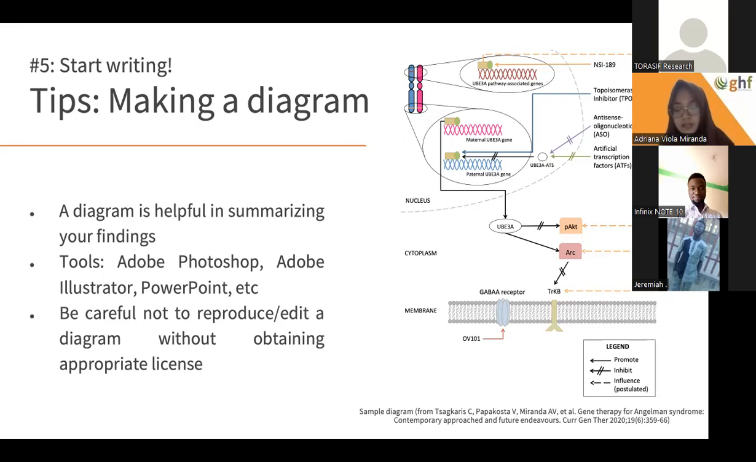Some diagrams are licensed under Creative Commons, meaning that you don't need to pay anything. You just need to write the name of the author and the article, but sometimes you need to pay to do so. So always look for it.